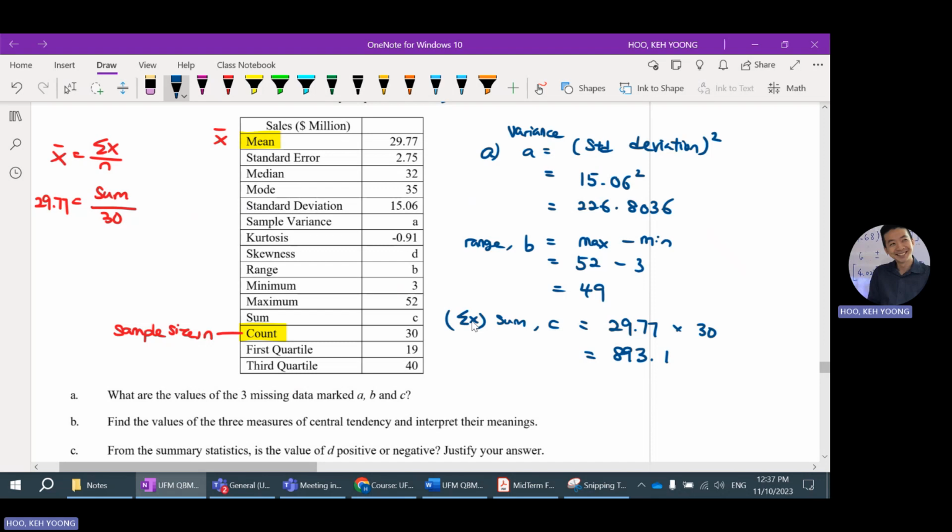Find the values of the three measures of central tendency and interpret their meaning. Interpretations, no need to bother, because we will go through the meaning as well, to let you understand the meaning. So what are the values of the three measures of central tendency? Measures of central tendency refers to mean, median, and mode.